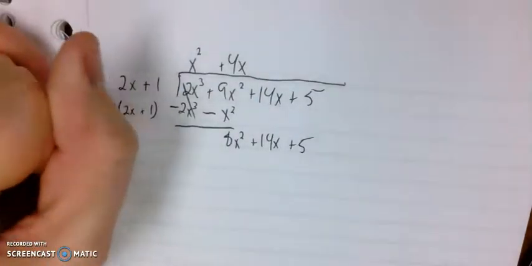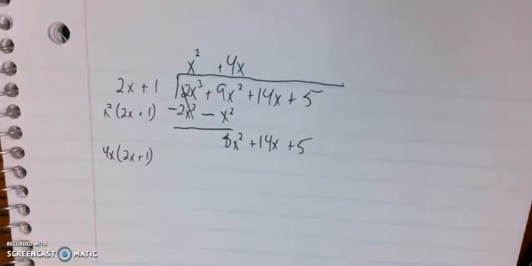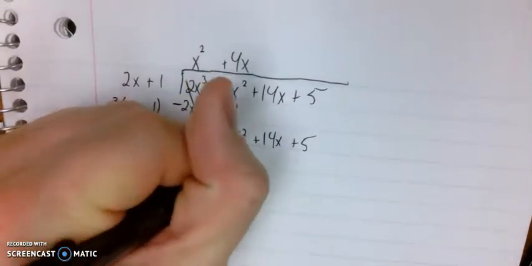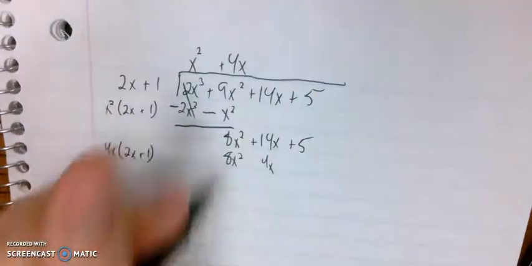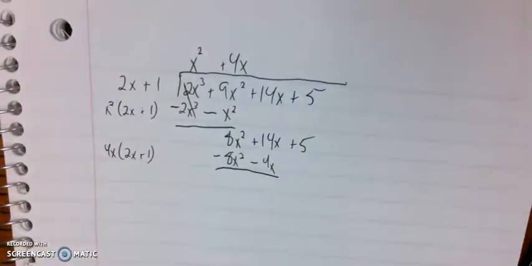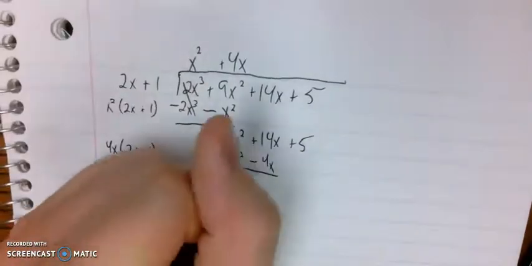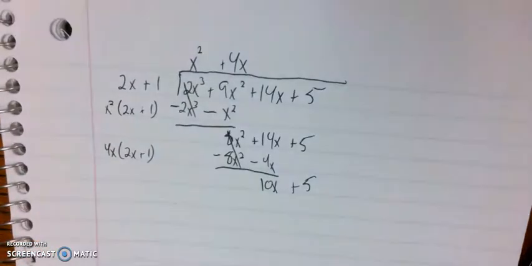So off to the side, I'm going to take that 4x and distribute it into my divisor, which is 2x plus 1. 4x times 2x is a positive 8x squared. 4x times 1 is a 4x. I need to find the difference, so everything becomes the opposite. Positives go negative, negatives go positive. First terms cancel, yay. And then I'll have 10x plus 5. And now we do the whole thing over.